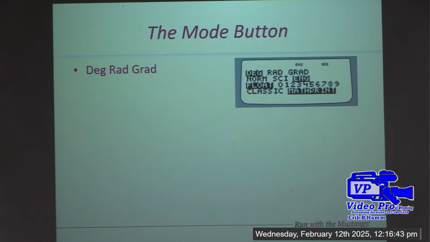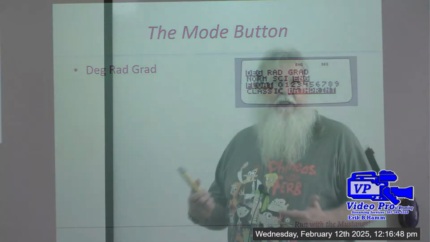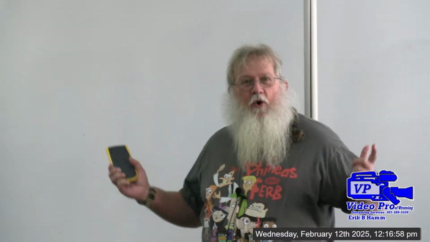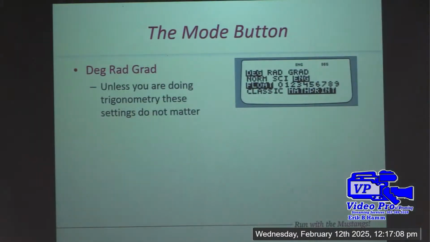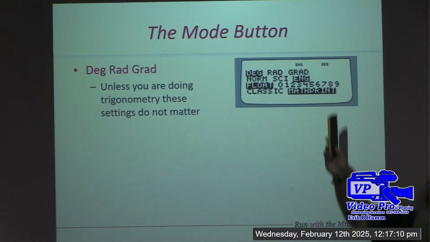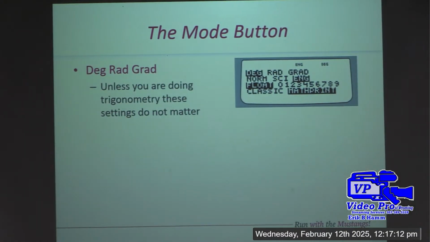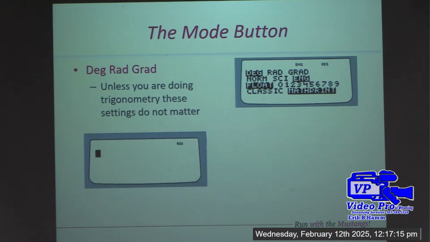The first one is degree, rad, and grad. This is the area that freaks students out because they don't know what degree, rad, and gradient are. If you're not taking trigonometry, you can ignore this setting altogether. If you're taking trigonometry, you'll understand what this setting does. So you don't have to worry: if your calculator is set on degrees, you're going to get the right answer. If your calculator is set on radians, you're going to get the right answer.